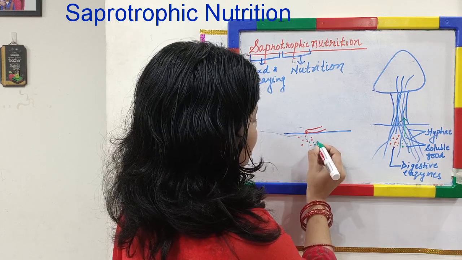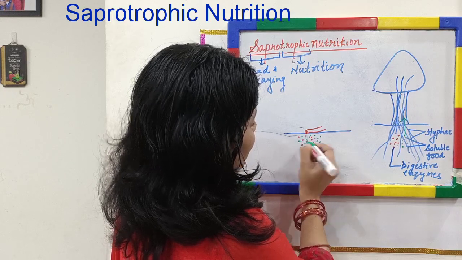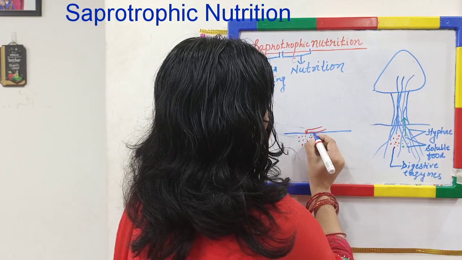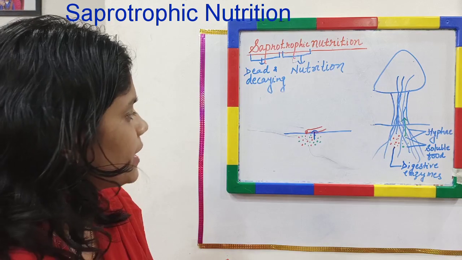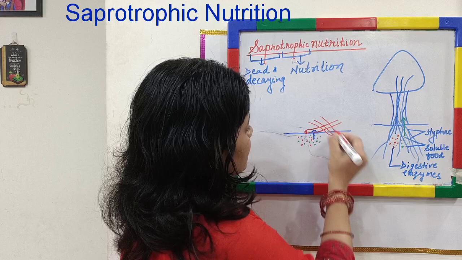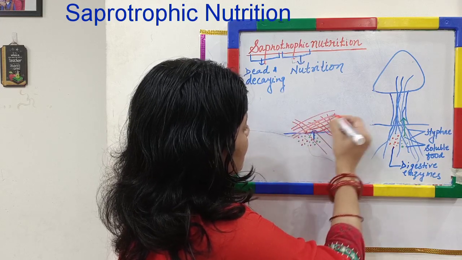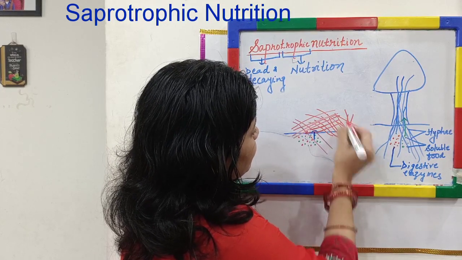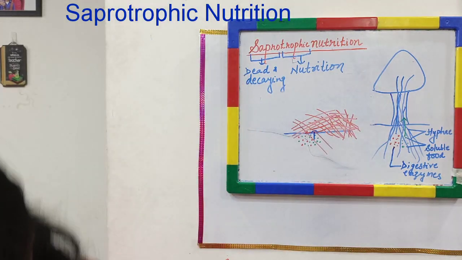These digestive enzymes will convert this dead and decaying organic matter into soluble form, and this soluble form will be absorbed by the fungus. So this will be taken by the fungus. It starts to grow and forms a network of thread-like structures like this. This is what you find growing on the bread.